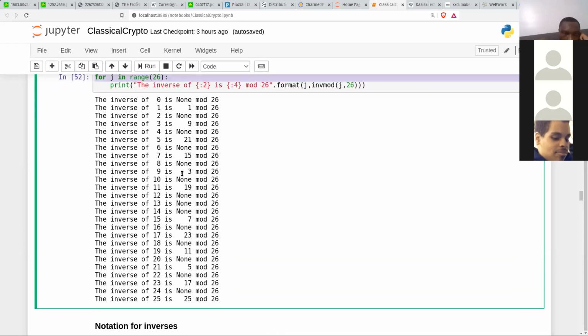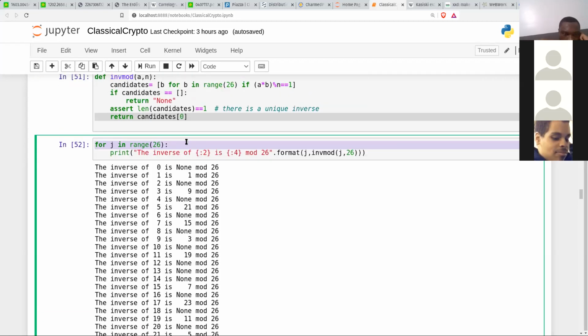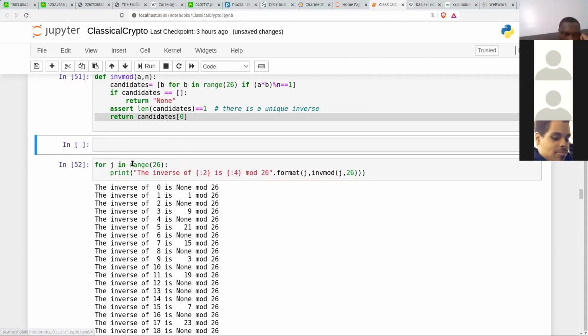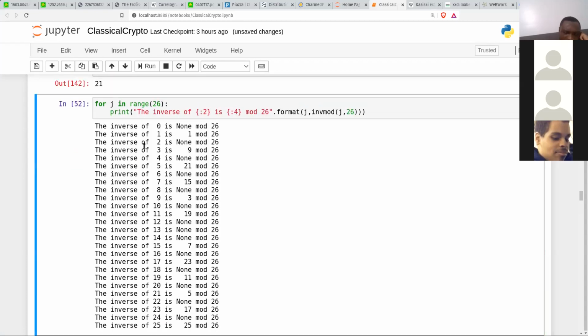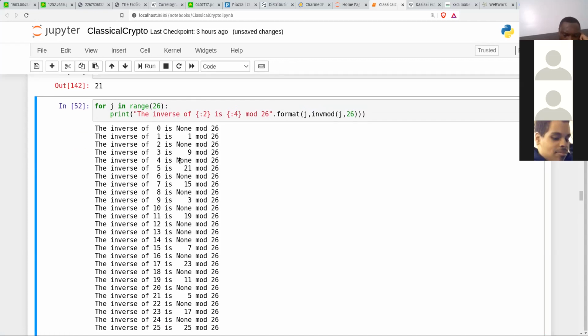Okay, and here, this is what the inverses are. So 7 and 15, maybe we can just check one of these. So 5 times 21, that's 105. No, right, it's 125, right? So let's insert another little cell here. 125 mod 26 is, oh, that's not right. I must have calculated something wrong.